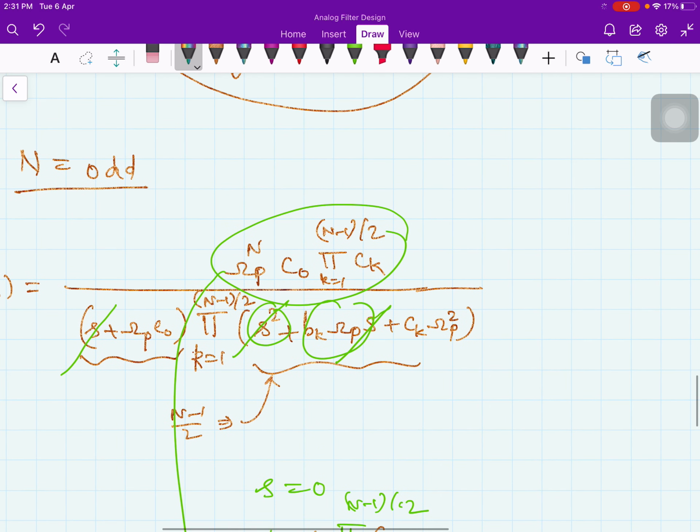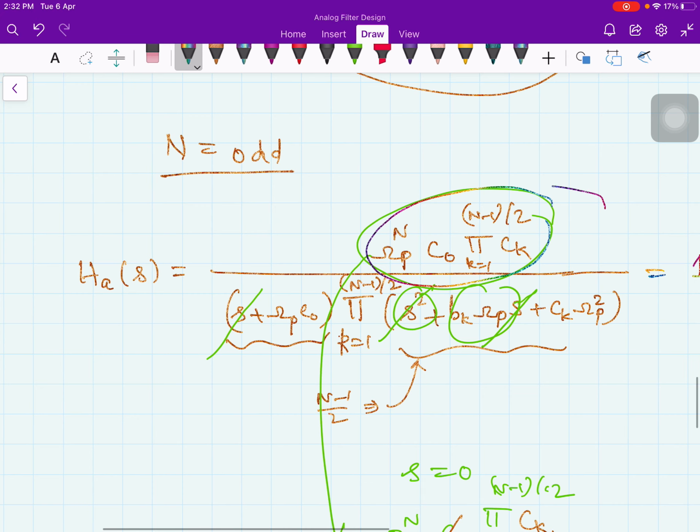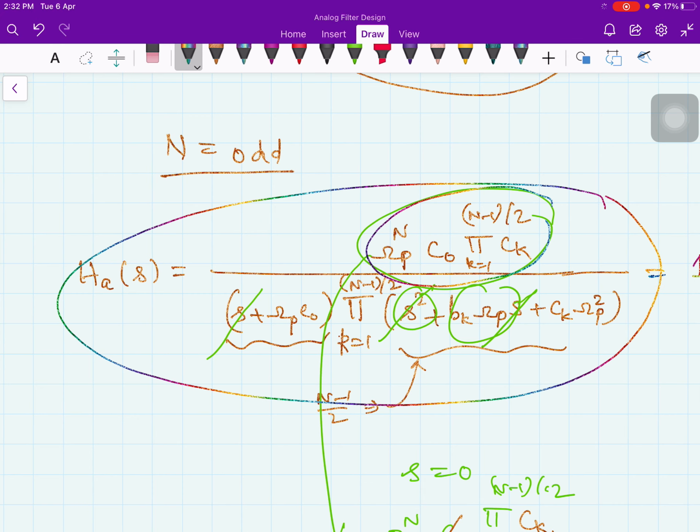So that is why we brought all these denominator constants to the numerator, in order to make the DC value of this transfer function equal to 1 when s equal to 0. Okay, so this is the transfer function for odd order.